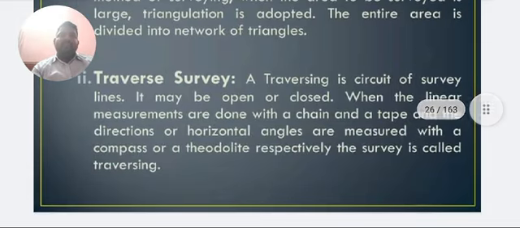Next one is traverse survey. A traverse is a circuit of survey. It may be an open or a closed traverse. When the linear measurements are done with a chain or tape and the directions or horizontal angles are measured with a compass or theodolite respectively, the survey is called traversing.